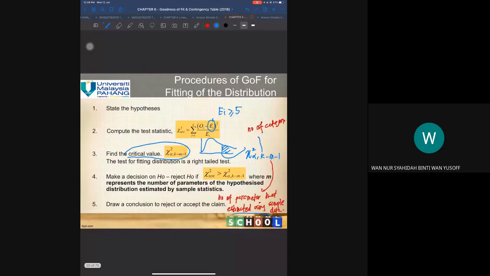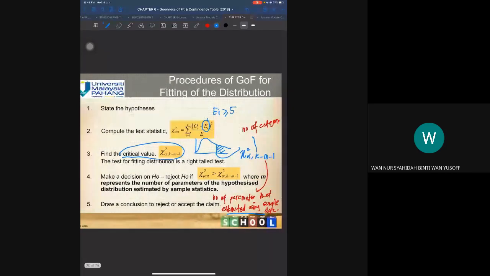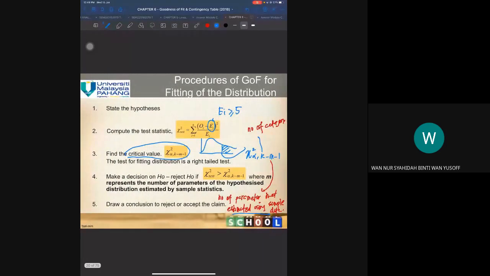And then for the conclusion, you just write back your hypothesis. Let's say that do not reject H0 means that, at alpha 0.05, the data follow the Poisson distribution, for example. If reject H0, it means that the data do not follow the given distribution. That's it, just a simple conclusion.